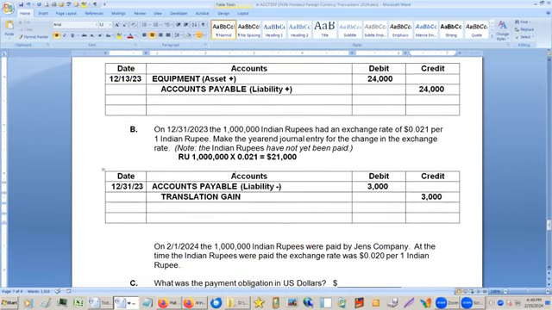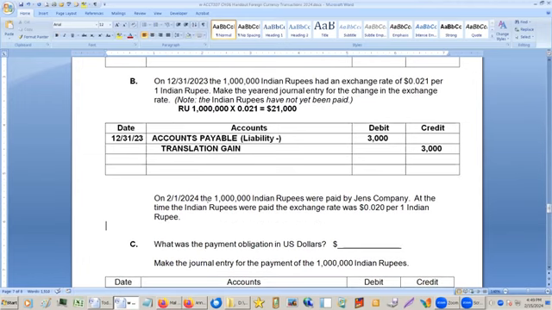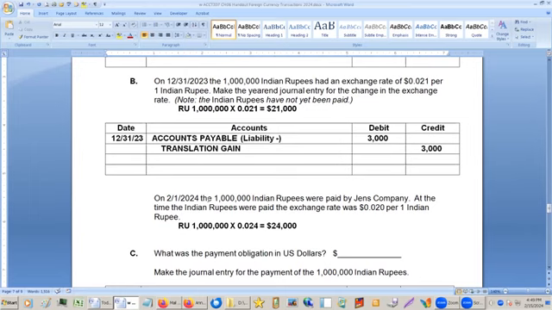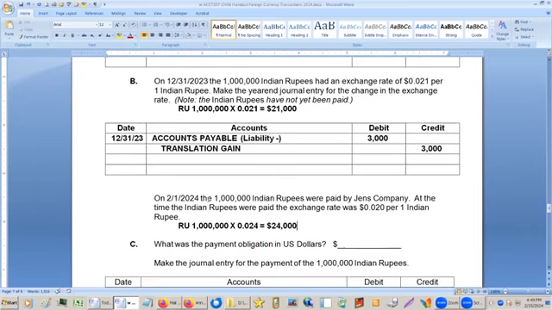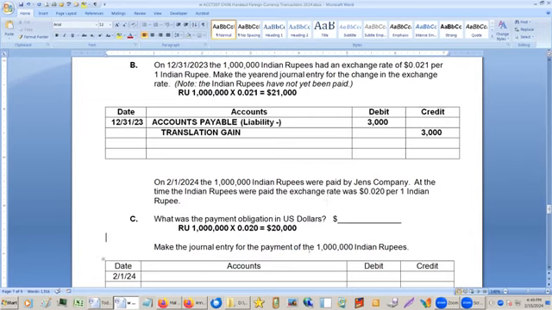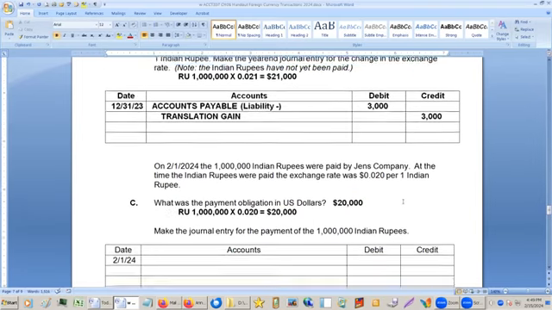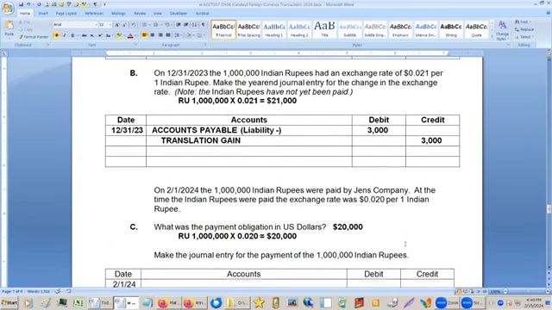We owe 3,000 less. Okay. And we come down here. Now it's dropped down to 20,000. I'm in the wrong spot. Oopsie daisy. There we go. That's what I meant to do. Okay, so we're actually going to only have to pay out 20,000 to pay this off.